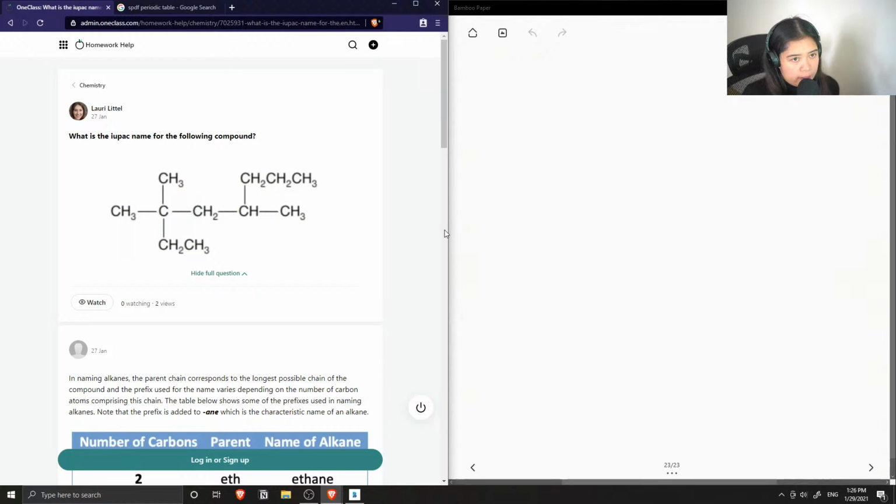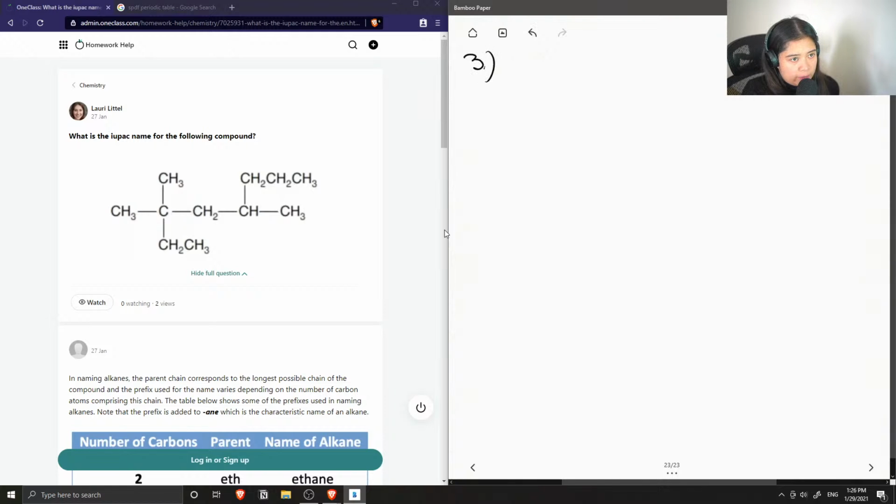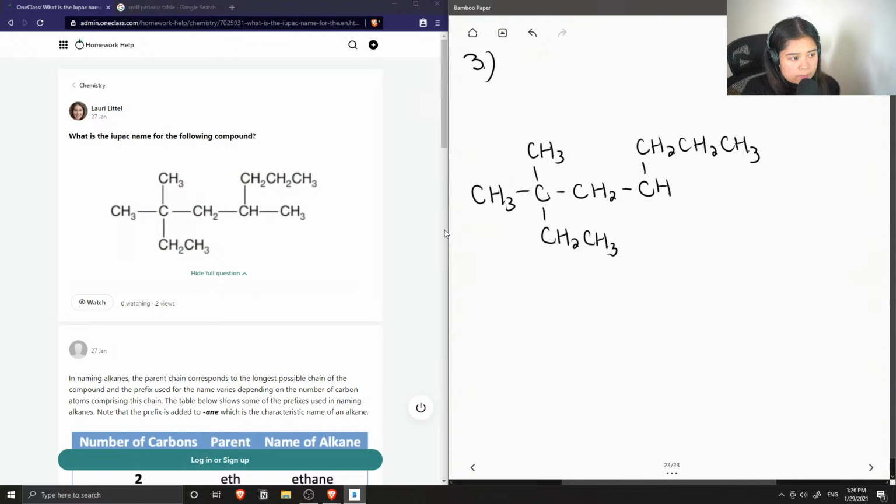Okay, so question 3 is, what is the IUPAC name for the following compound? So let's also draw this compound down here. So this is an organic compound, and specifically, it contains mainly hydrocarbons, or only hydrocarbons. So this means it only contains carbons and hydrogens. Okay, so it looks kind of like this.